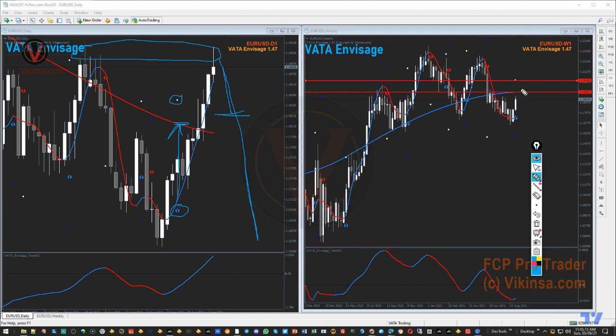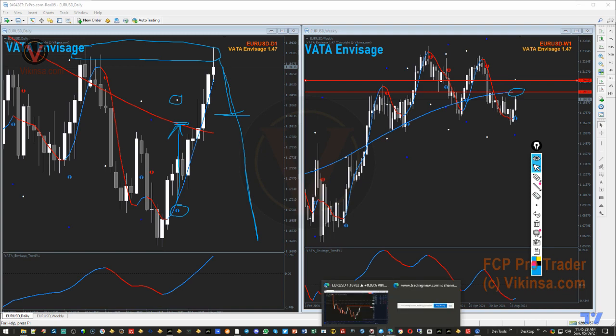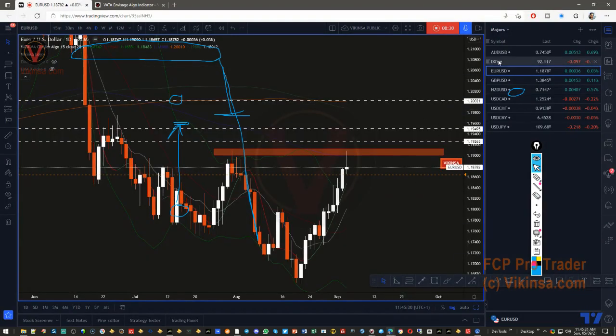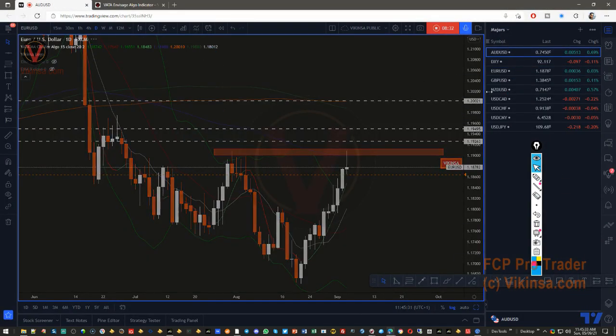But ultimately, on weekly time frame, it is going to go upwards again because the water curve is going to be touched ultimately. So this is what we have on EURUSD. Let's go and look at AUDUSD as well. Okay, for AUDUSD, let's clean this up.